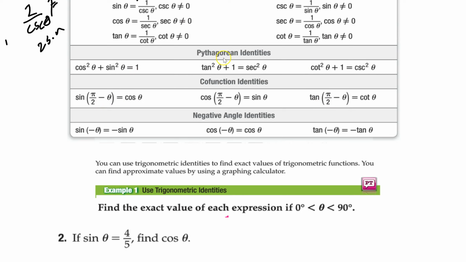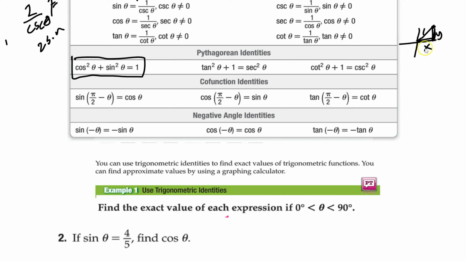First one's Pythagorean trig identities. So here's the most important one. Cosine squared plus sine squared equals 1. And that comes just from the unit circle. If we do a little unit circle here, it's a unit circle, so that's 1. This is your x value. This is your y value.